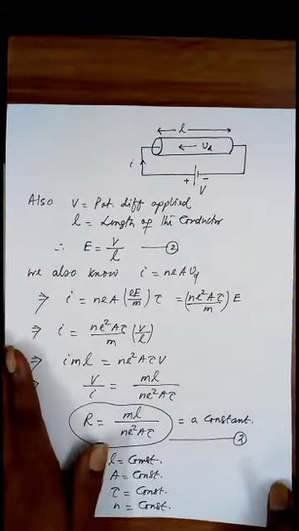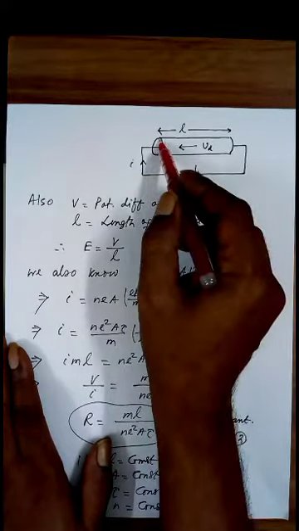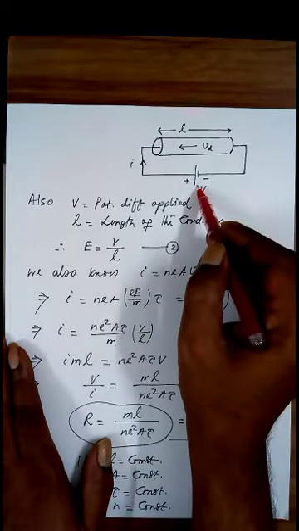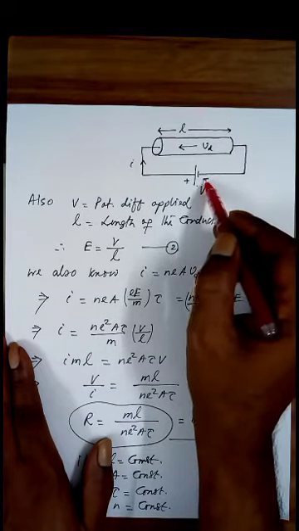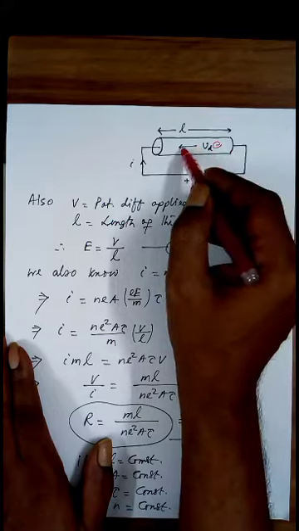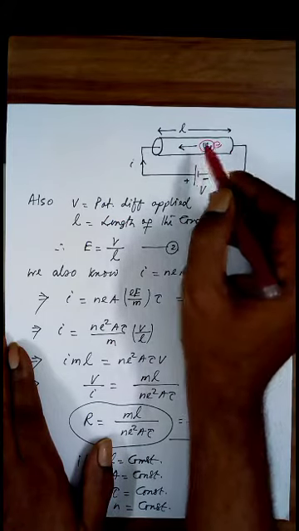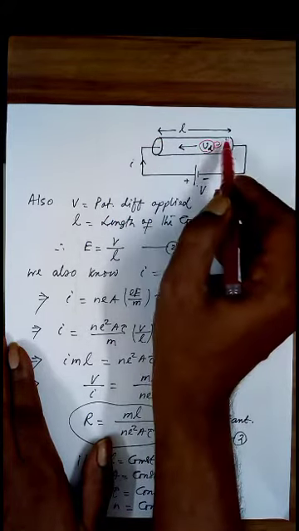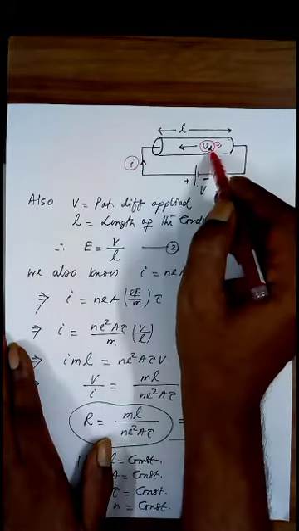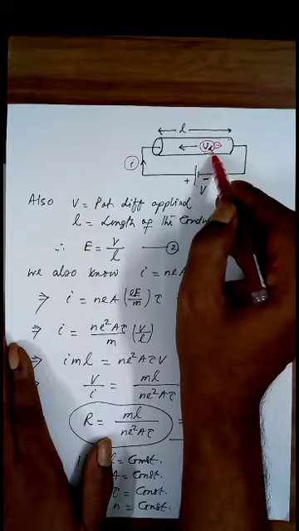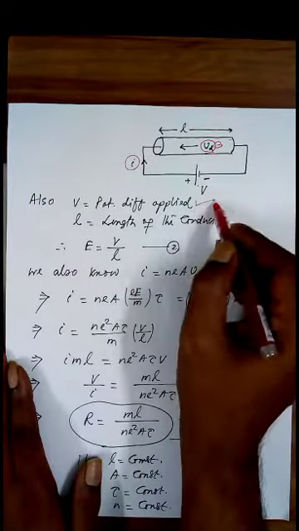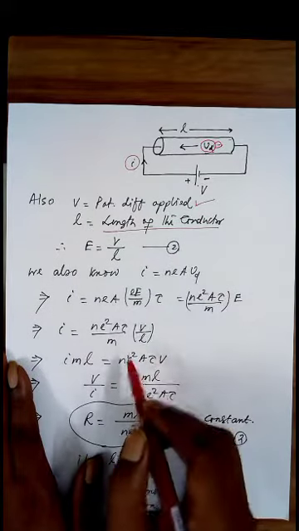Now to the next phase. So this is your conductor. This is the potential difference V applied. This negative side pushes the electrons to this side with a velocity called the drift velocity. The length of the conductor from here to here is L. I is the conventional current, taken opposite to the direction of drift velocity. Also, V is the potential difference applied, and L is the length of the conductor.